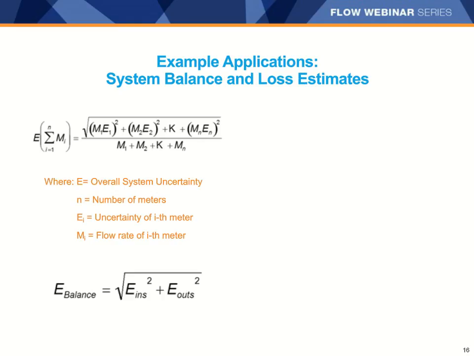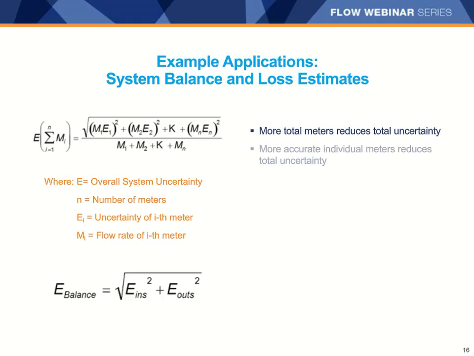This exercise revealed some interesting conclusions. The more individual meters there are in a system, the better the overall uncertainty will be because there is less impact on the system uncertainty added by each individual meter as a percentage of the overall system uncertainty.